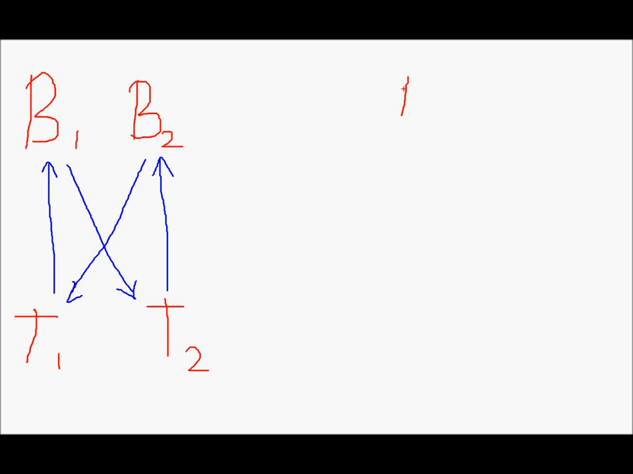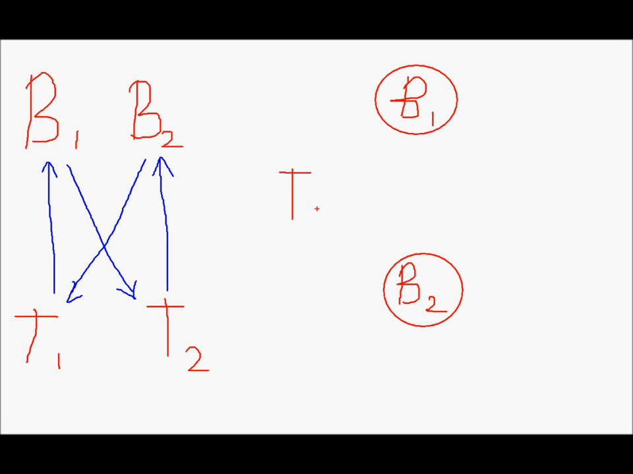So first we'll write the processes. We have two processes over here, B1 and B2. Processes are enclosed in circles, so we'll draw a circle around B1 and B2. And we have two resources T1 and T2. Resources are enclosed in square boxes.